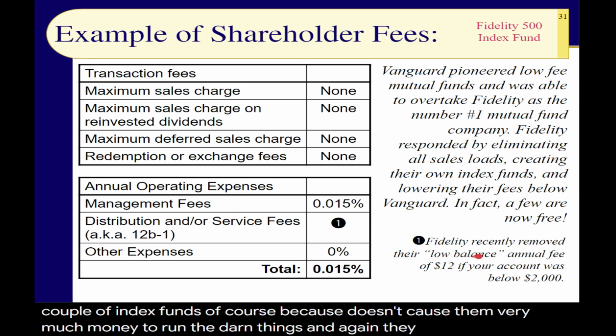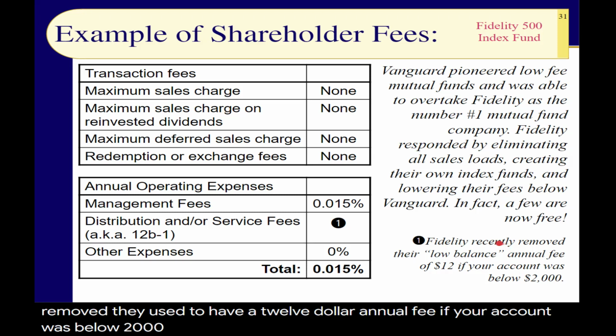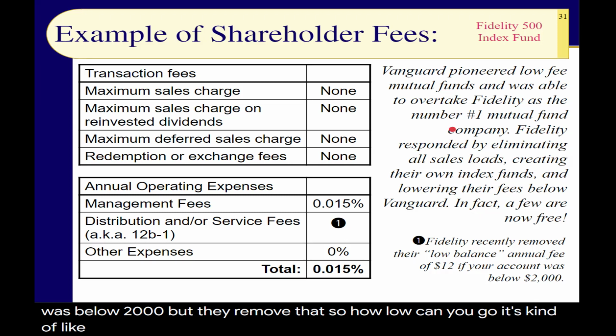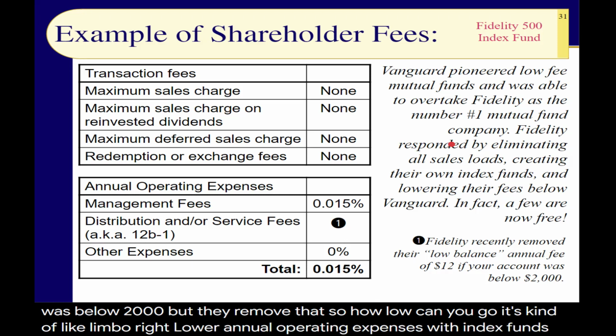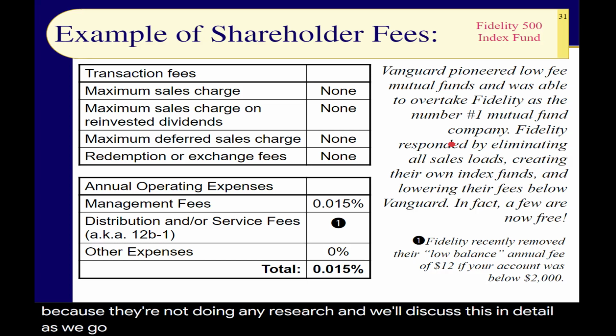And again, they recently removed, they used to have a $12 annual fee if your account was below $2,000, but they removed that. So how low can you go? It's kind of like limbo, right? So what do we see? Lower annual operating expenses with index funds because they're not doing any research. And we'll discuss this in detail as we go along.